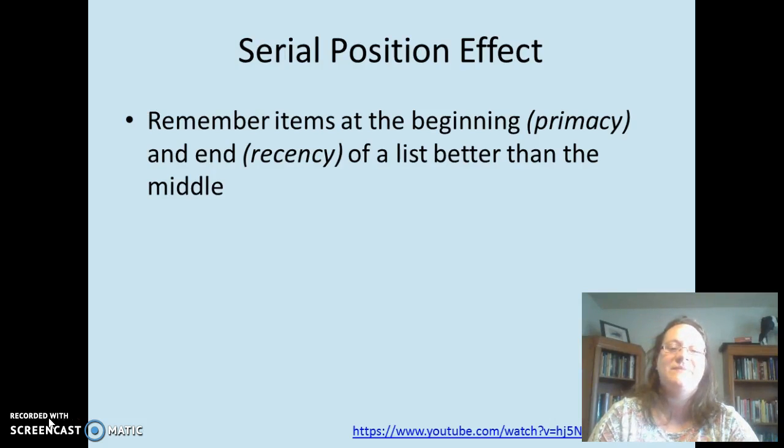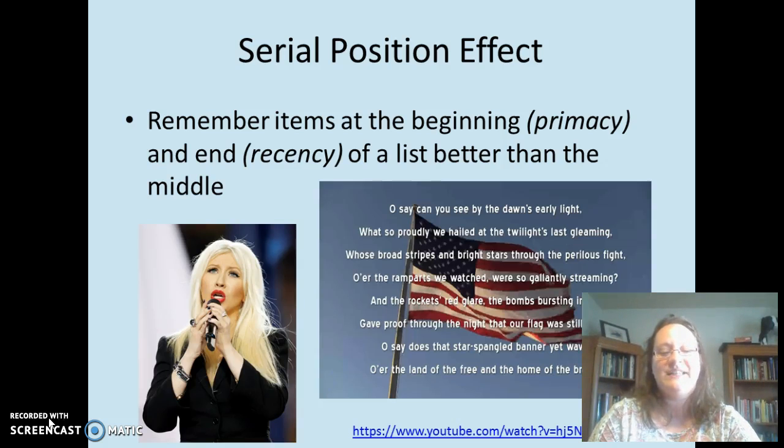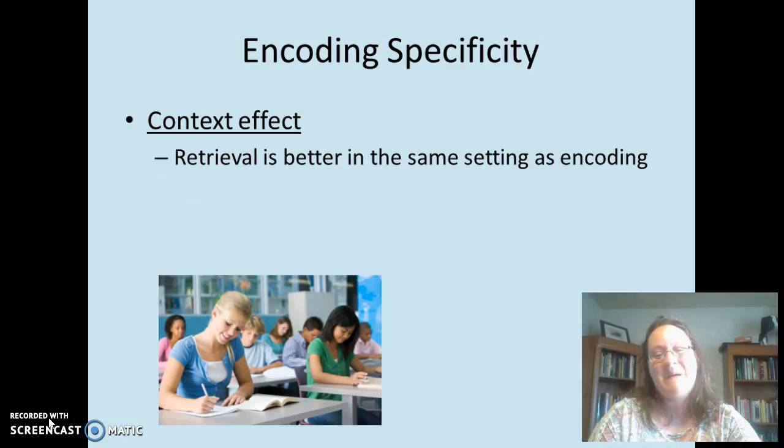We also have something called a serial position effect, where we can remember things in the beginning of a list and the end of the list, but we really struggle with the middle. Christina Aguilera had this experience with the national anthem. There's a link to that, but she got the beginning and the end really strong, but then kind of botched the middle part.